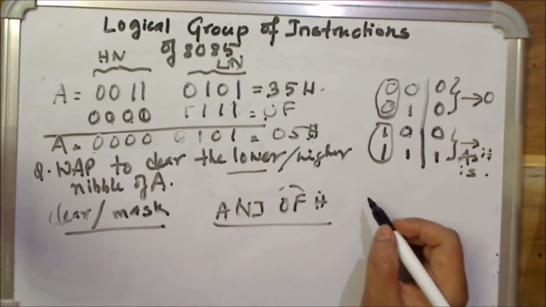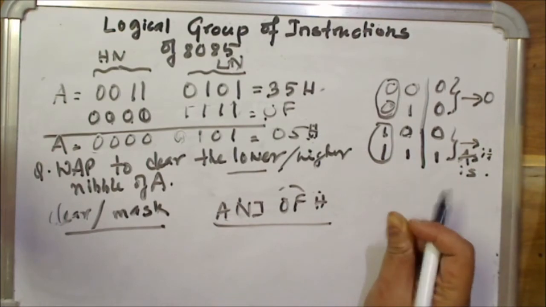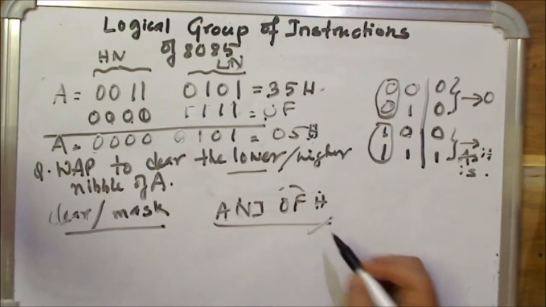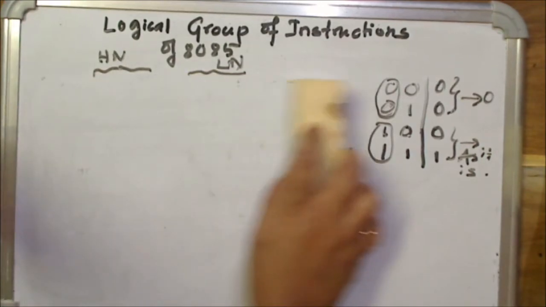So if I tell you to clear any bit, any nibble, you have to end that bit or nibble with 0. So I hope you have understood this instruction. Now let us take another example.